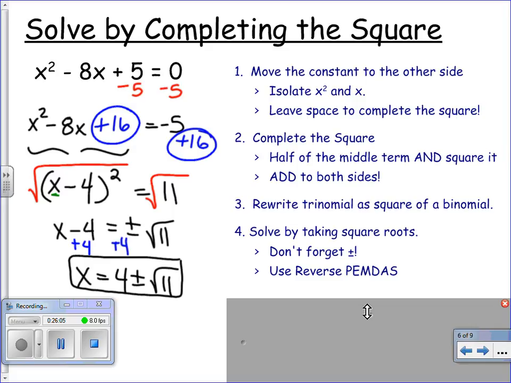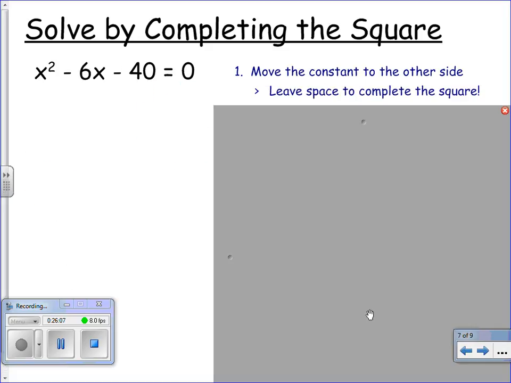Okay. So let's look at our next example, which is x squared minus 6x minus 40. And like I said, I think putting an extra example in your notes is a good thing, because then you have another problem to look at, and you can compare. What did I do on that one? What did I do on this one? How do I do it on my homework assignment? So x squared minus 6x minus 40.